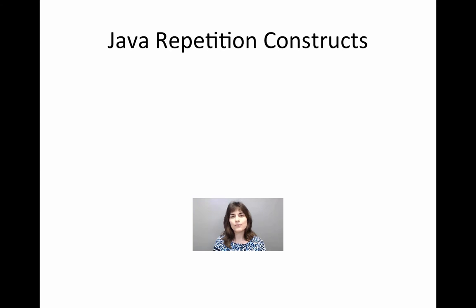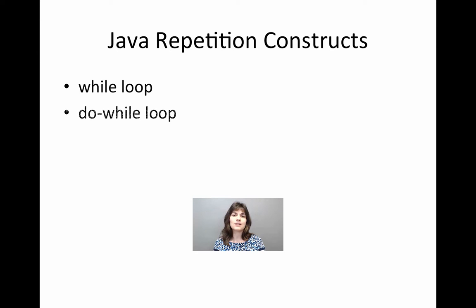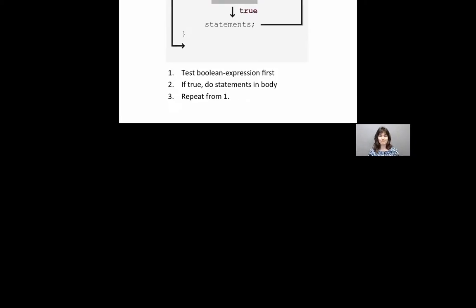In Java, we have three repetition constructs, three different syntaxes through which we can write repetition statements. One is called the while loop. The second one is very similar and is called the do-while loop. And finally, the third one is the for loop. We're going to examine each of them and find out their specific characteristics.